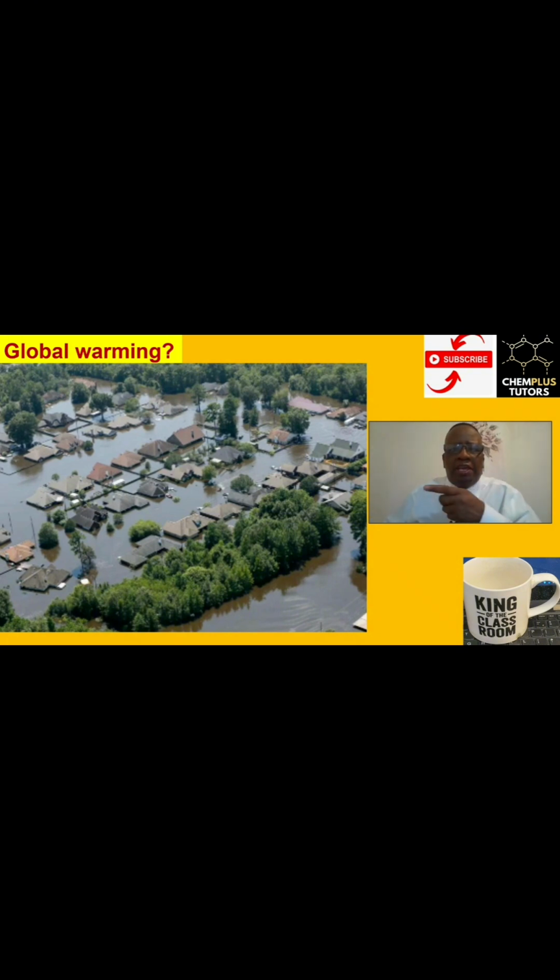This picture shows terrible flooding, and usually flooding is associated with global warming. In this video, we are going to have a look at what causes global warming. Let's go.